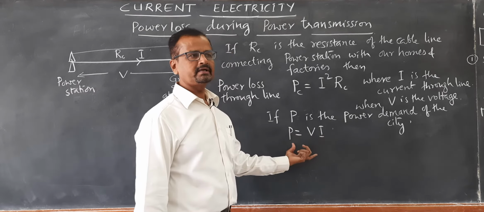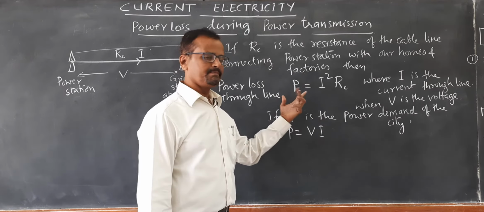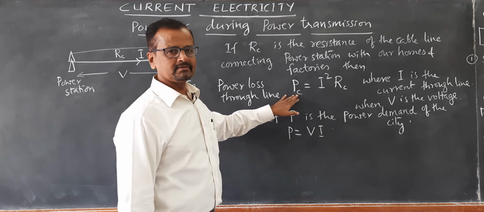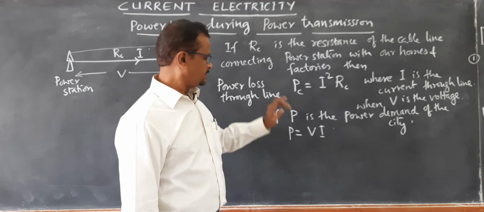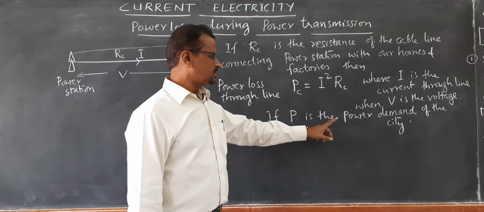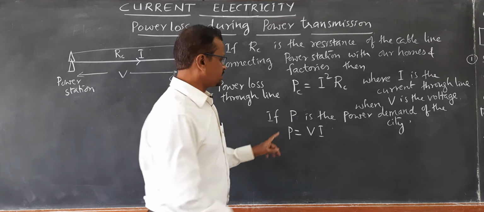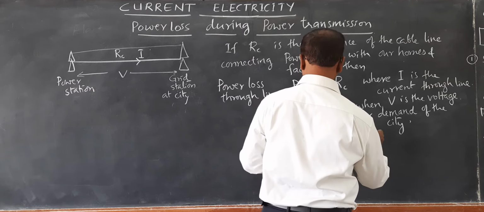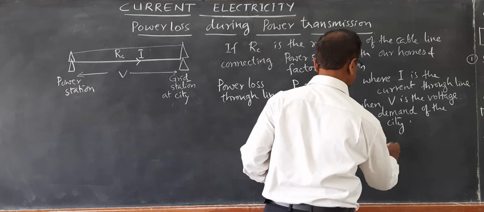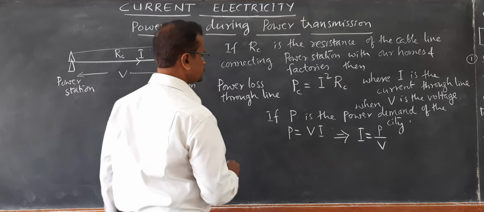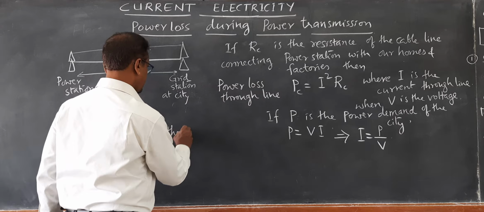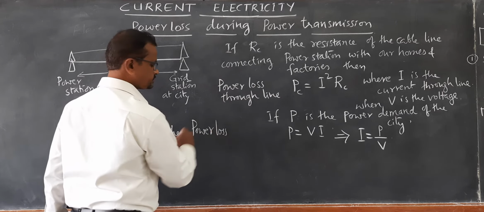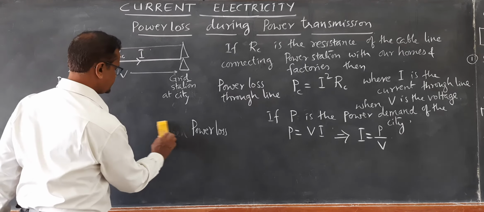So if the total power is written as P, then P is equal to VI. This is the useful power that we need, whereas PC is the power loss through the cable. I think you got it. This is the part of the power that is lost through the cable. Then P is the power demand of the city, P equal to VI. This implies I is equal to P by V. When you substitute I equal to P by V, you can write the line power loss.